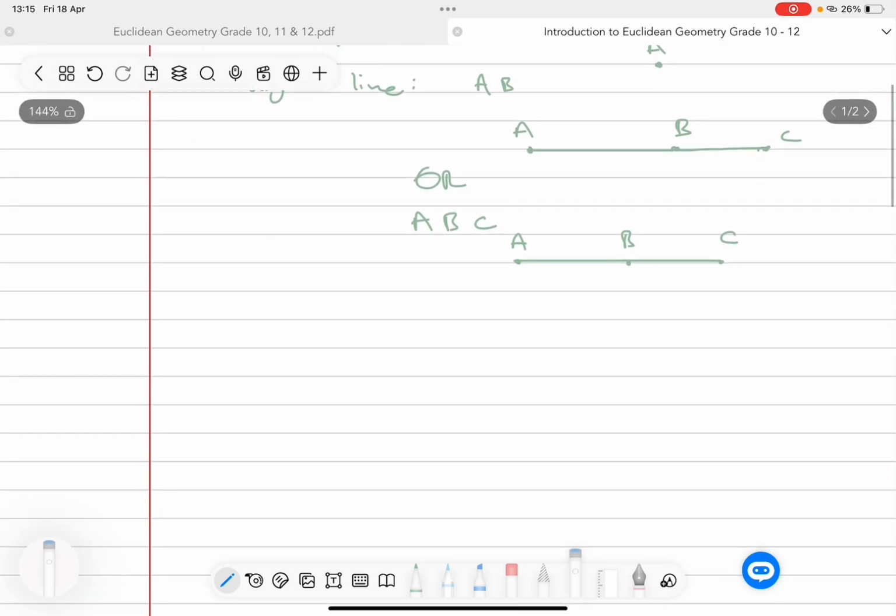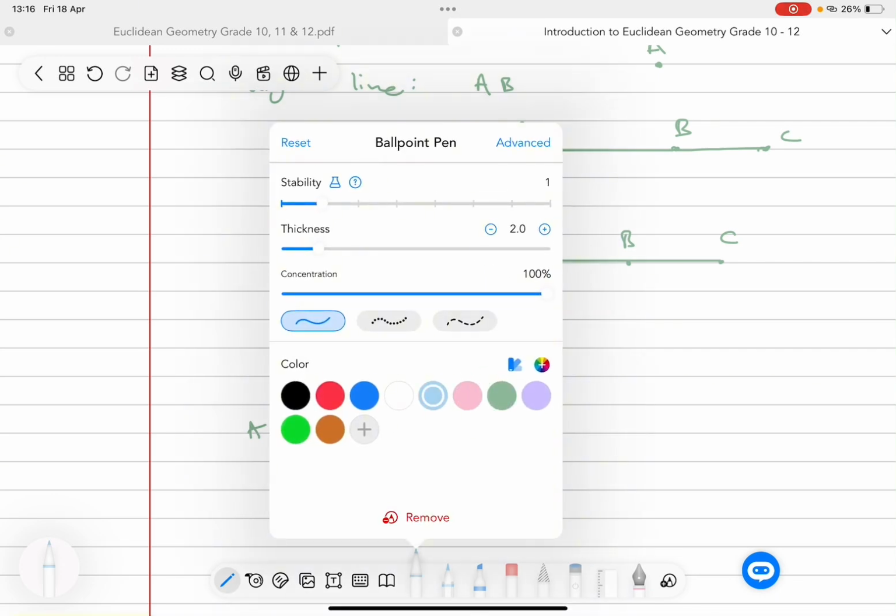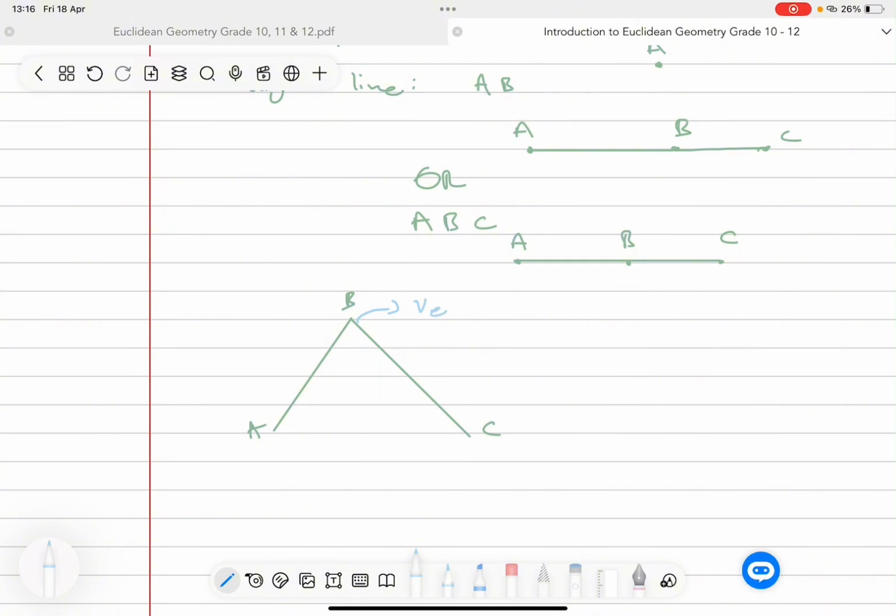The other thing that we need to understand when we look at our theorems is that sometimes you can have the line AB, and then we have another line here, BC. So I have two lines here. I have the line AB and the line BC. Now, when you look at these two lines, they make an edge here, some form of a corner. And this corner, we call a vertex.